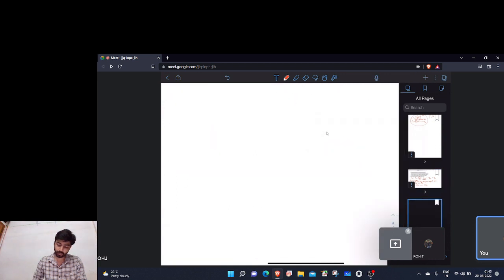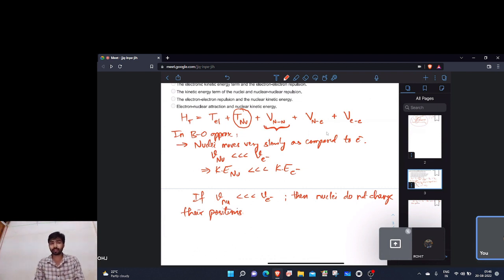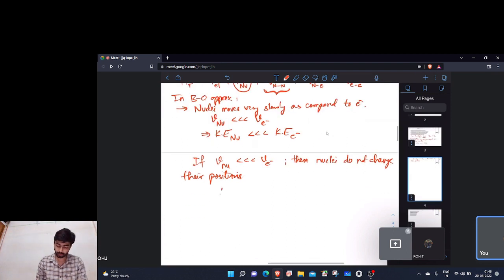Here we can see that if the velocity of the nuclei is very slow compared to the electrons, then we can say that the nuclei do not change their positions, right? And if the nuclei do not change their positions, the repulsive potential energy they feel amongst themselves is constant.